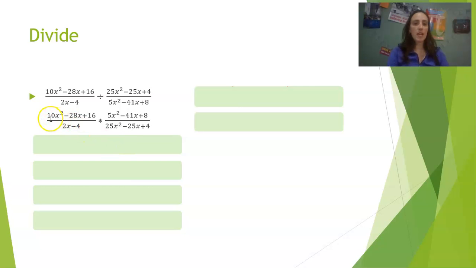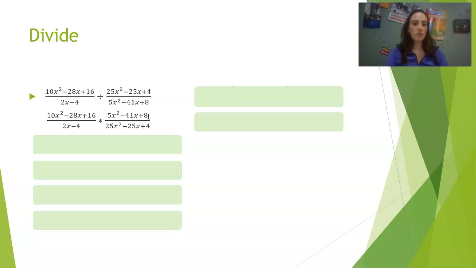So I'm going to take my 10x squared minus 28x plus 16. I see that all of these share a factor of 2. I'm going to pull that factor of 2 out front. My 2x minus 4 also has a factor of 2. I'm going to pull that out front. Over on the right, because I have a trinomial that has a leading coefficient greater than 1, I'm going to multiply my a term and my c term, so my 5 and my 8, to give me 40.